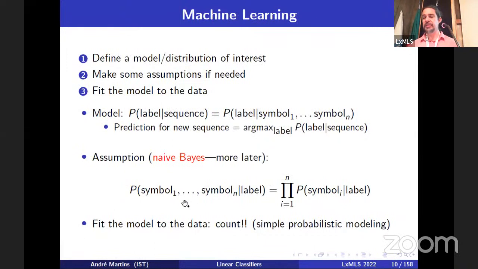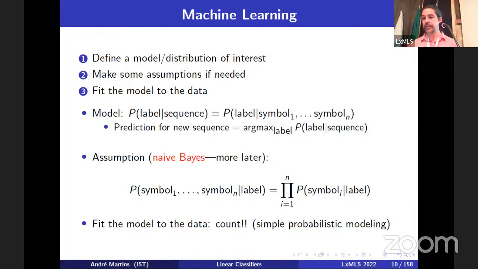This assumption is basically saying that all the symbols are conditionally independent given the label. In other words, the probability of the sequence given the label, which is the same as the joint probability of all symbols conditioned on a label, can be written as a product of probabilities where each probability is regarding a single symbol given the label. This is called the naive Bayes assumption.